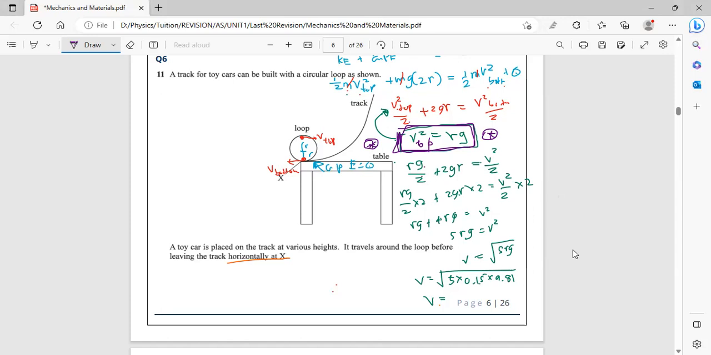What are we getting, guys? See, 2.71. Yes, sir, it's 2.71. Okay, 2.7.